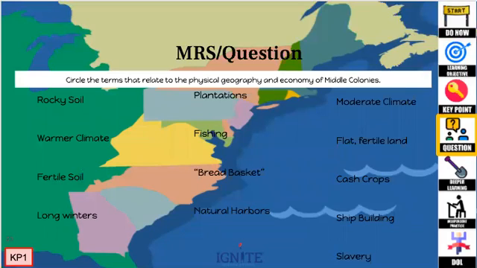Look at this list of qualities. Circle or select the terms that relate to the physical geography and economy of the middle colonies. Please remember this question is asking you specifically about the middle colonies. Pause the video now to select your responses.